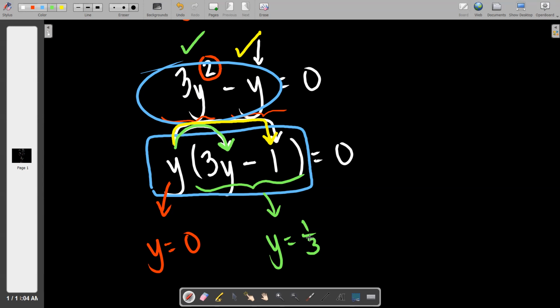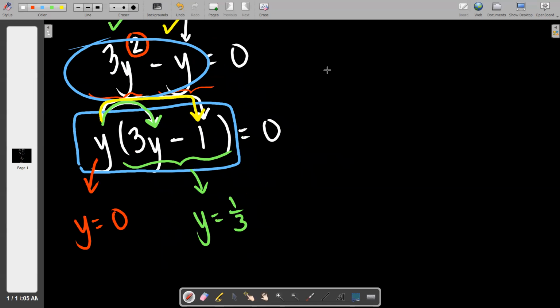Now, you say, why are there two answers? Well, how is that possible? Well, let's take a look at the original problem. So the original problem is 3 times y squared minus y equals 0. So if I'm going to claim that these red and green numbers down here are the answers, then they dang well better work. So let's check the red one first.